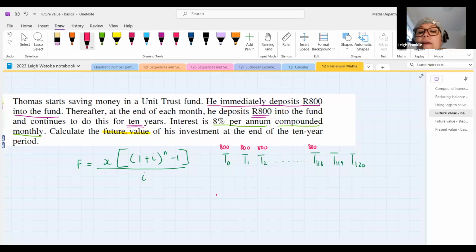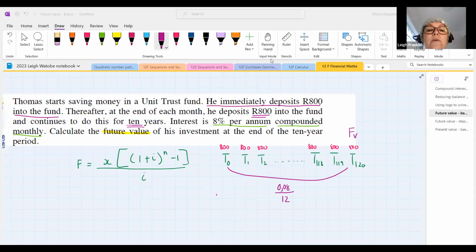And then he does it again here and again here and again over here. And we want to calculate the future value of his investment. Okay, and then from start to end, his interest rate hasn't changed. It's 8%, 0.08 compounded monthly. It needs to be divided by 12. So that's why we've added 1.